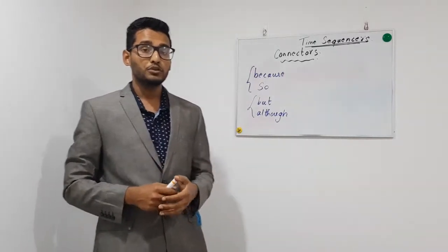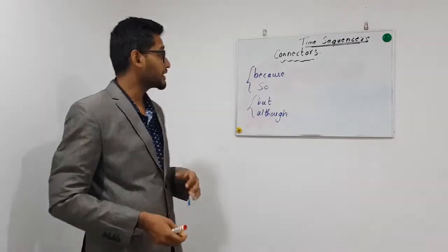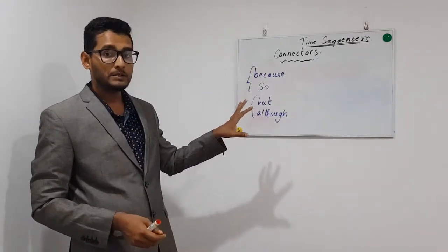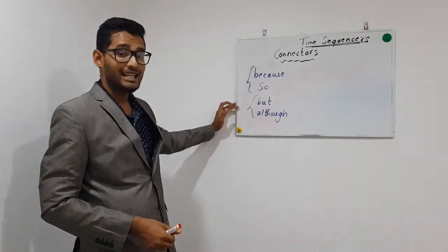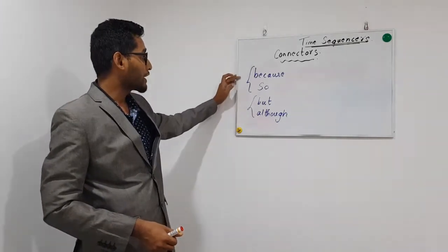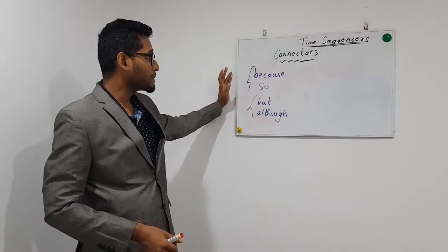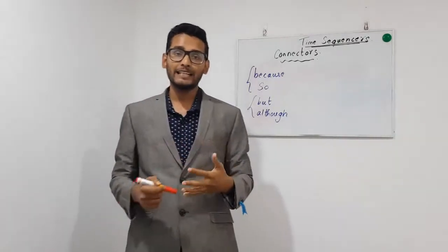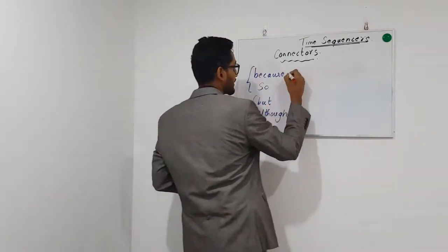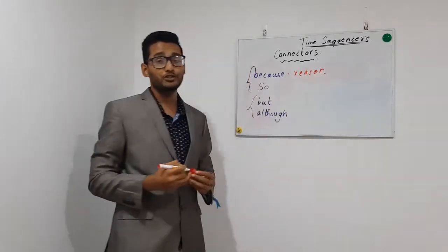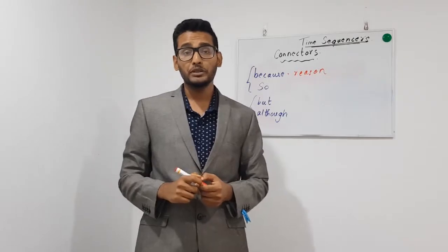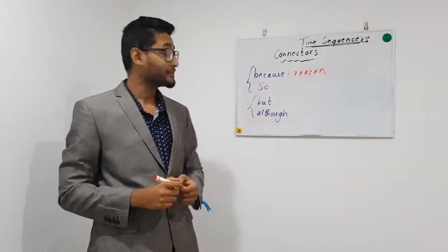Okay, so in this regard, I've jotted down 4 time sequences on the board. Because, so, but, and although. Because, why do we use because? Because is basically to express a reason. When we want to express a reason of some sort, we use the word because. I didn't go to the party because I was tired.